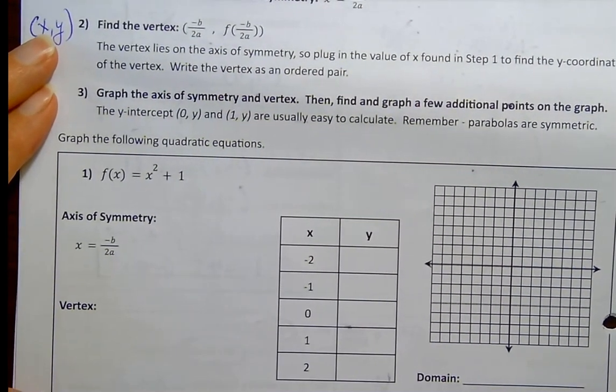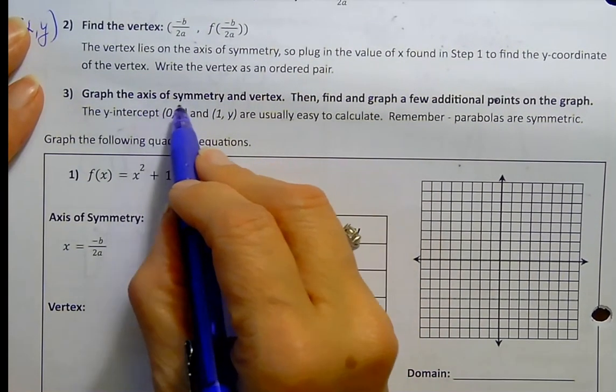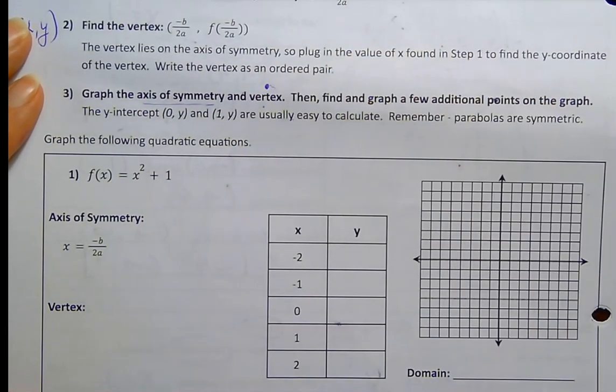If we're having to do this manually without our handy-dandy Desmos, we're going to graph the axis of symmetry, that's a vertical line, and our vertex, that's a point. It's either the maximum or the minimum, right? And then we're going to find and graph a couple of additional points so that we can see what our parabola, of course, is going to look like.